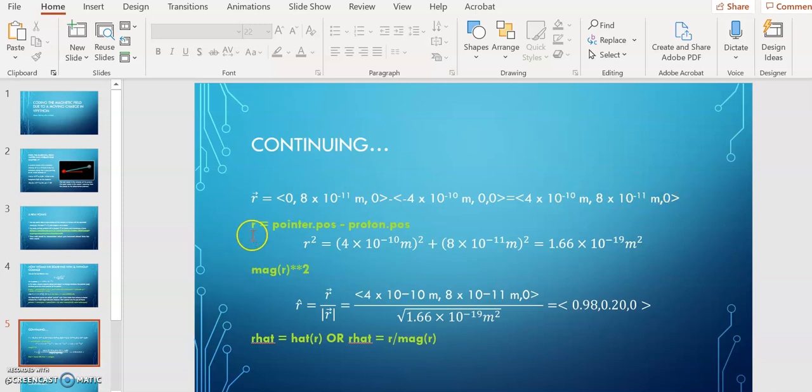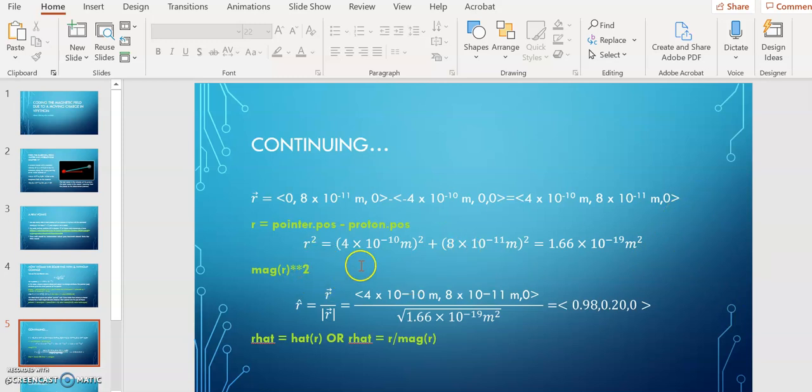Now, in the code, shown in green, all you do is subtract the position attributes, which are vectors, of the observation, which is the pointer dot pos, minus the proton, minus proton dot pos. And that's how you would calculate your displacement vector in VPython.